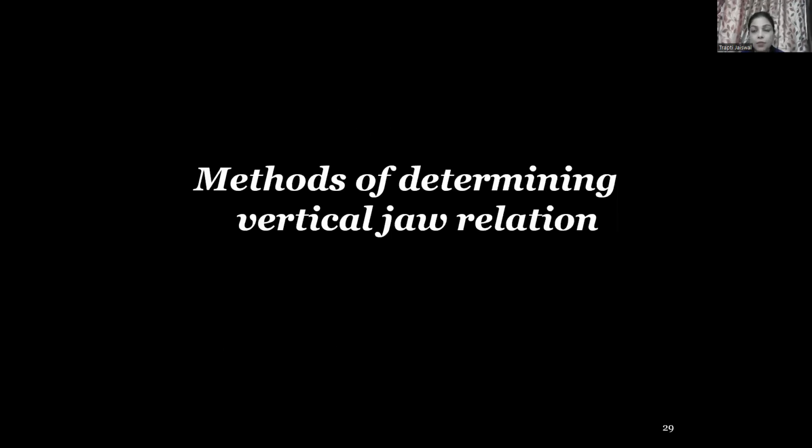What are the methods? Now we will discuss them, as we have discussed the vertical dimension. In the vertical dimension, we have discussed the vertical dimension at rest and the vertical dimension of occlusion. The freeway space is provided by restoring the occlusion at the vertical dimension of occlusion. That means we are arranging the teeth at the vertical dimension of occlusion, and we are giving the freeway space, because the vertical dimension of occlusion is 2 to 4 mm less than the vertical dimension at rest.